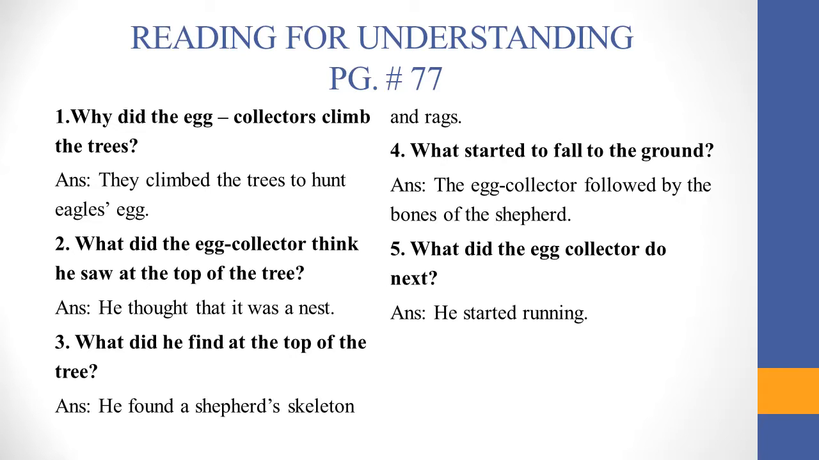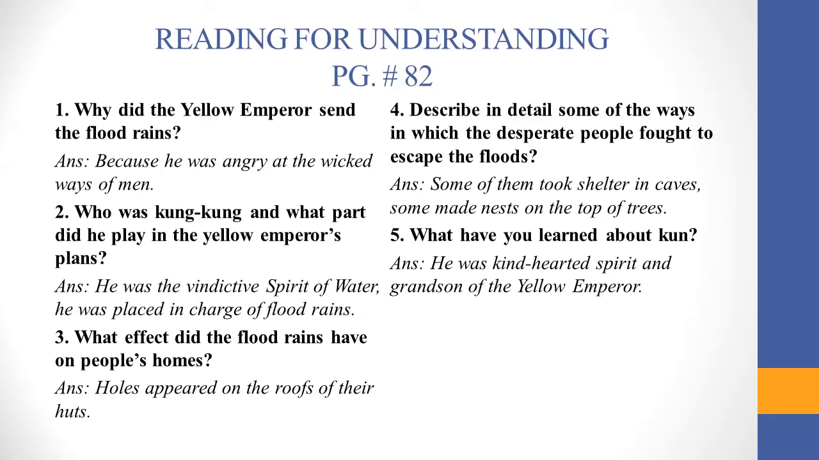We will move to our next lesson at page number 82, the Yellow Emperor. Why did the Yellow Emperor send the flood rains? Reading for understanding at page number 82. Because he was angry at the wicked ways of men.